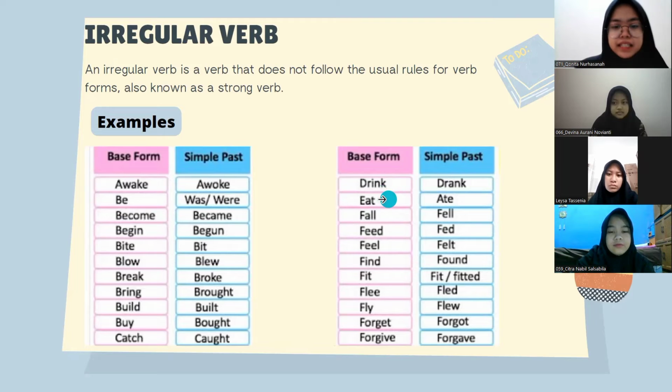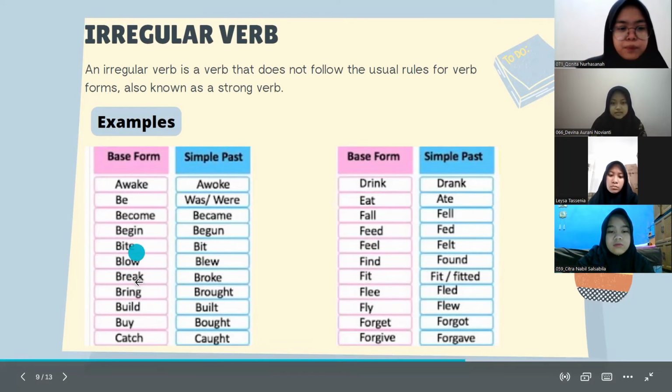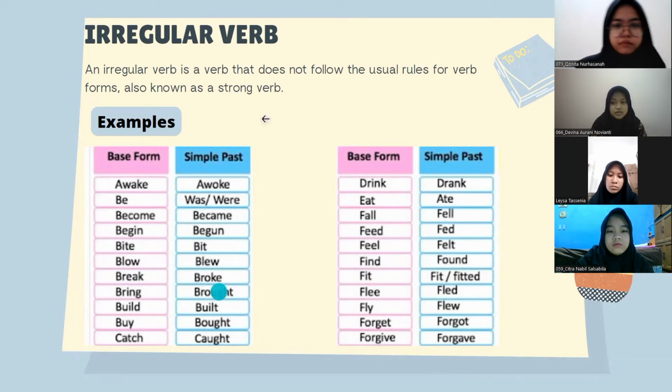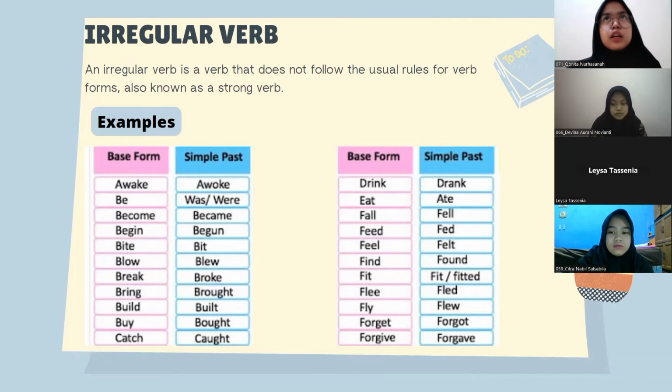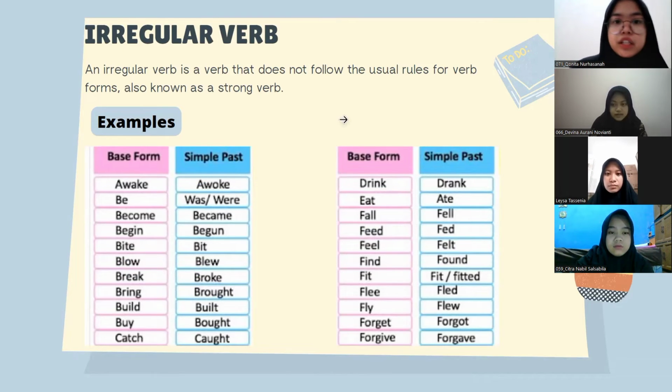For example, eat is verb 1, and then the verb 2 is ate. And then feed is verb 1, and then fed, this is verb 2. And then break, and the verb 2 is broke. And actually you could look or search on the internet or in the dictionary.